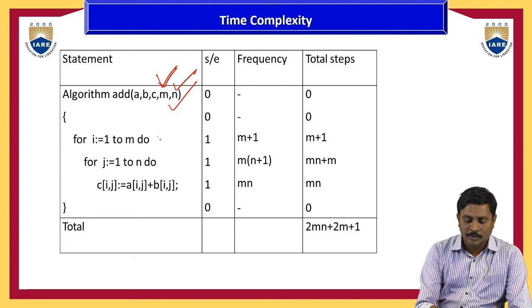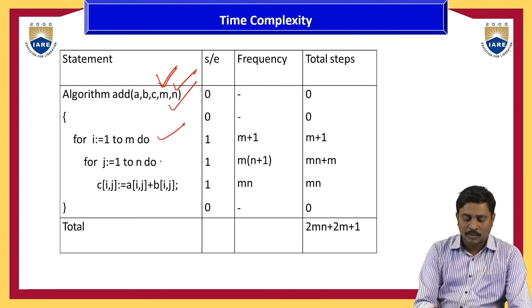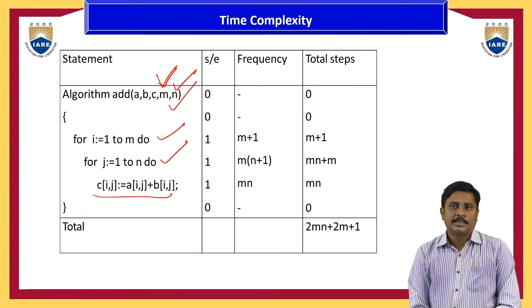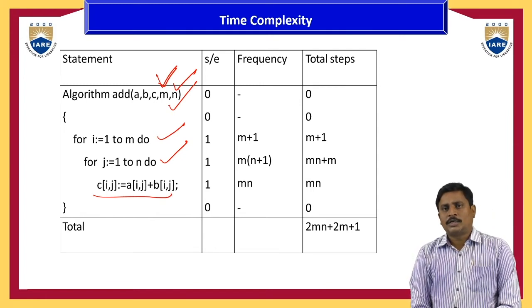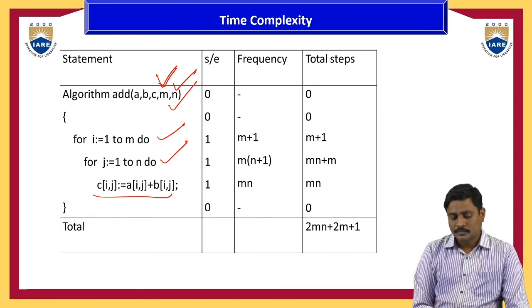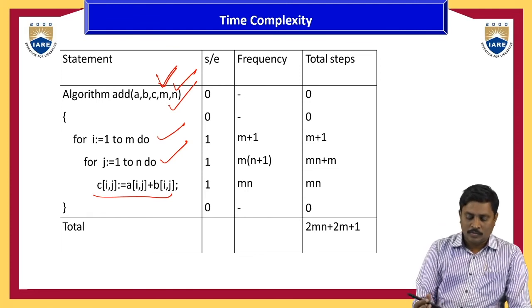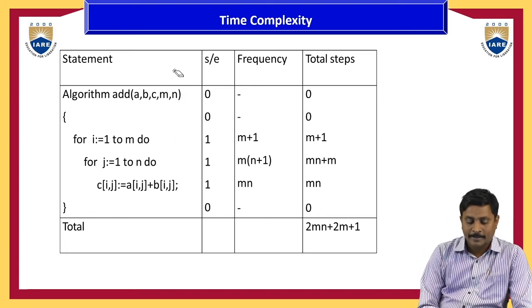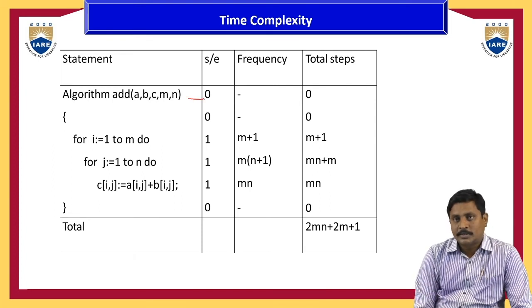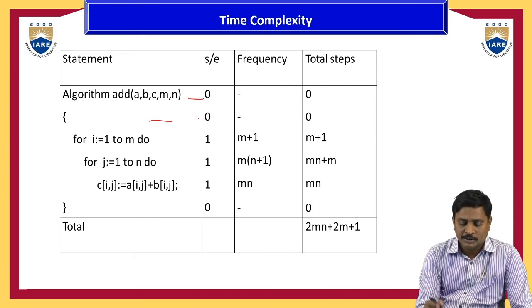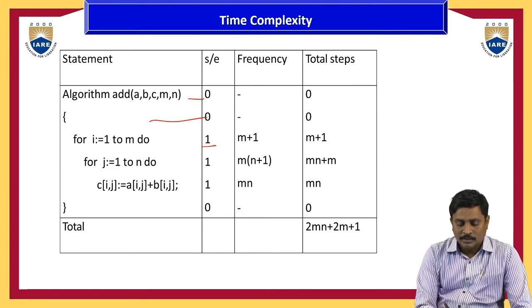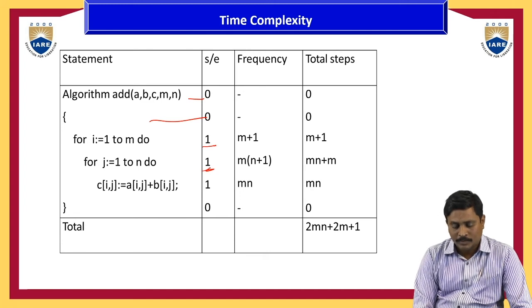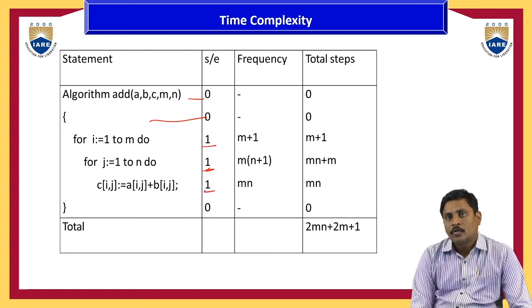So for i equal to 1 to m, this is for rows. For j equal to 1 to n, this is for columns. Here we add A[i][j] plus B[i][j] and store that sum in C[i][j]. Now we want to calculate the time complexity value by using the step execution method. So the heading of the algorithm takes 0 steps for execution, braces take 0. This for loop initially repeats only 1 time and takes only 1 step for execution. This is a simple statement, it takes 1 step for execution.